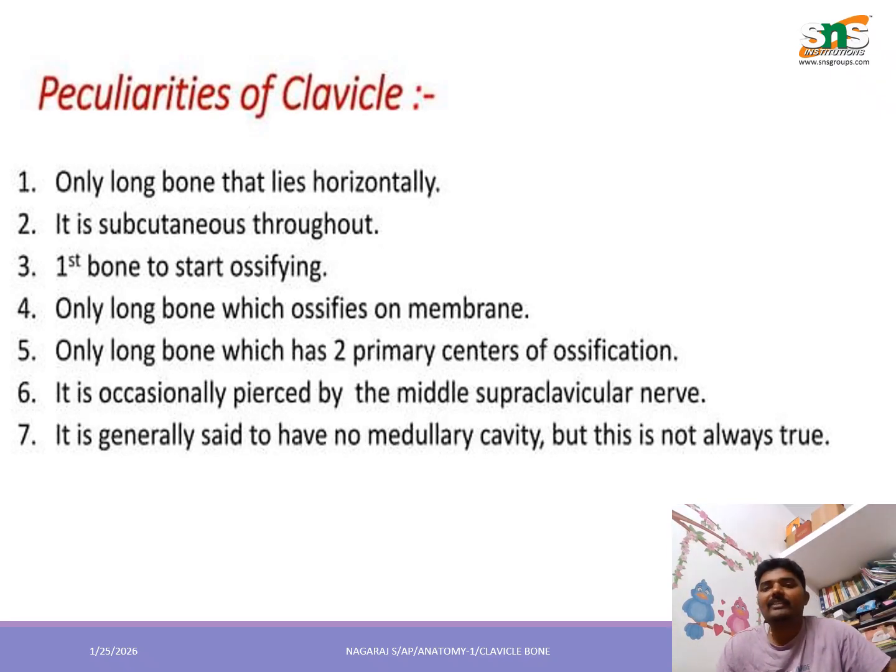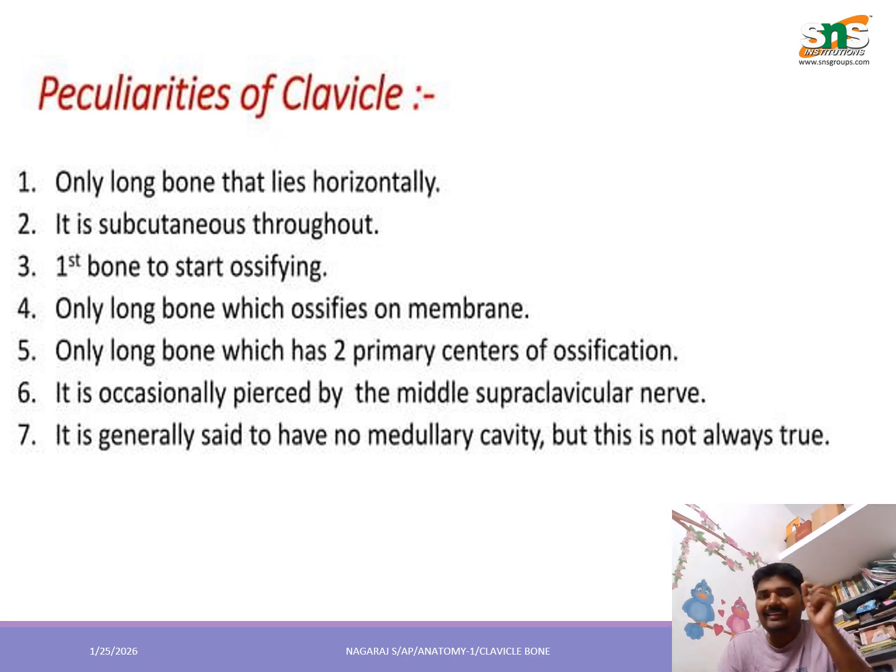Now, the peculiarities of the clavicle. What are the peculiarities? They are the special features of the clavicle. First, it is the only long bone that lies horizontally. Second, it is subcutaneous throughout. Third, it is the first bone to start ossifying in the human body.